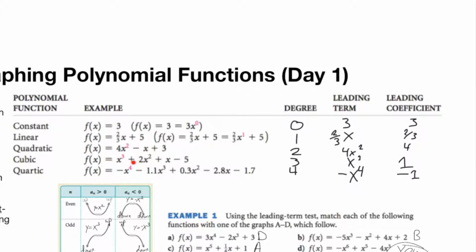A cubic function could look like this, and that would have a degree of 3 because the highest exponent is what gives it the degree. The leading term is the x cubed. That's the term that does have the highest exponent. And the leading coefficient is 1 because there's an invisible 1 in front of x cubed. A quartic function would look like this. Negative x to the 4th. The degree is 4 because that's the highest exponent. You could have a leading term of negative x to the 4th and a leading coefficient of negative 1 because that's the invisible number that's out in front.